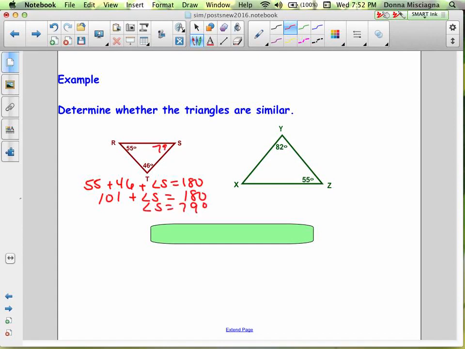Uh-oh. Well, this looks like it's a big old no, because I don't see a 79 there. I've got a 55, a 46, and a 79. And I've got an 82 there. There's no 82 over here. But let's just double check.